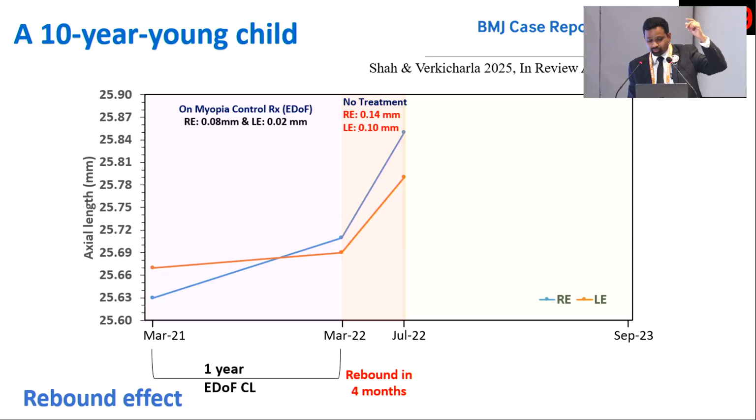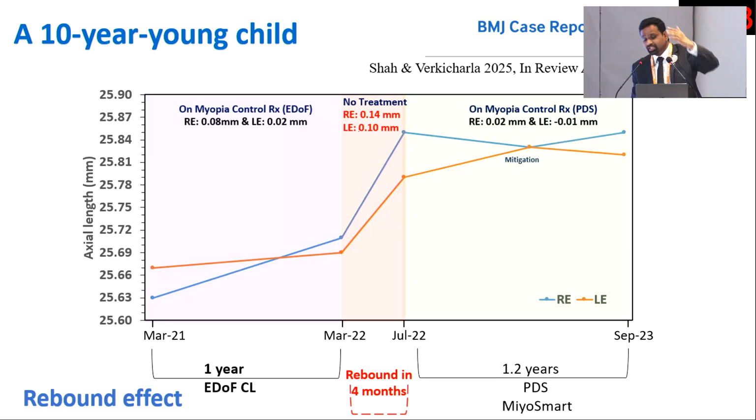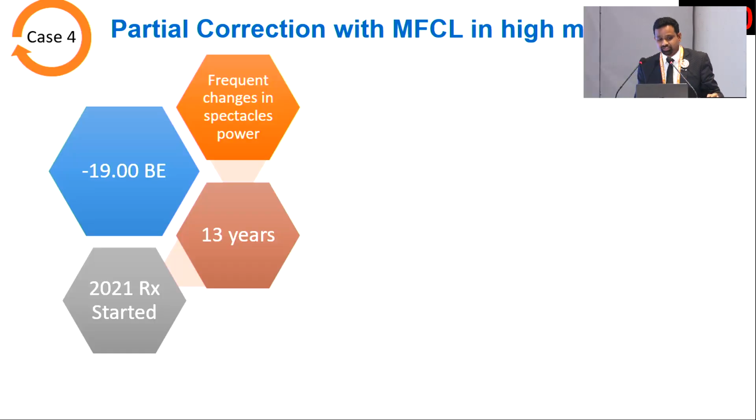We said, all right, we use MyoSmart now. Patient did not want to use contact lens, so we used the DIMS technology. We gave the lens, and then we could get the myopia back in control. So I think that this highlights 2 points. Number one, even with optical strategy, you see rebound. And number two, close monitoring will help you to really get things in control.